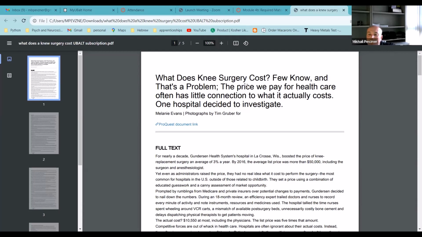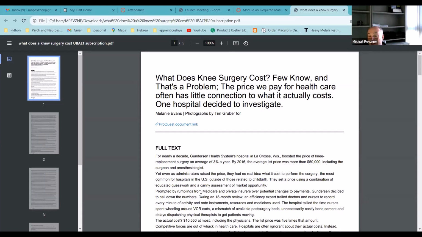And even as administrators raised the price, they had no real idea what it would cost to perform the surgery, the most common for hospitals in the US outside those related to childbirth. Well, you would think it's not so unique. You should have a better idea, right? It's not that complicated. Many people develop knee problems as they age. They set the price using a combination of educated guesswork and canny assessment of market opportunity. What's the term for that? It's, I'll raise the price when I can, right?